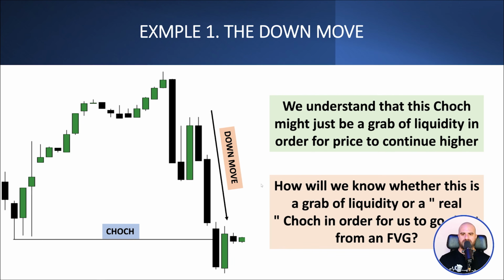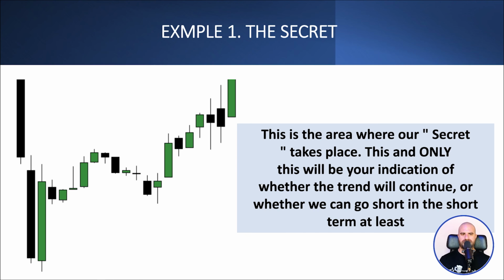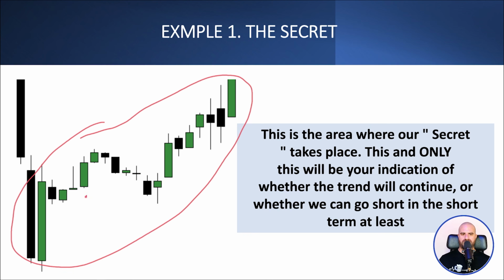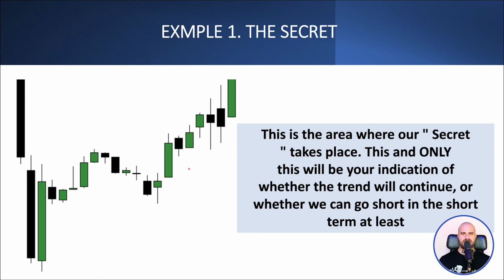How do we know that this is not just a grab of liquidity, and how do we know that this is a change of character, at least in the short term, in order for us to continue towards the downside? Let's see. This is right here the secret. If you recall, number 3 was my secret. And this is what I'm referring to, this area right here. This will be your indication in order to understand if price just grabbed liquidity or if it is retracing in order to continue now towards the downside.